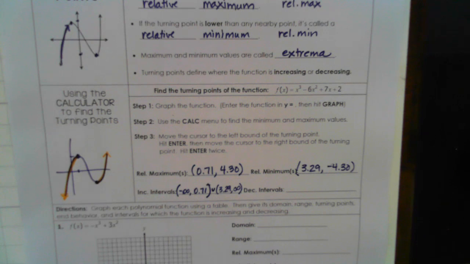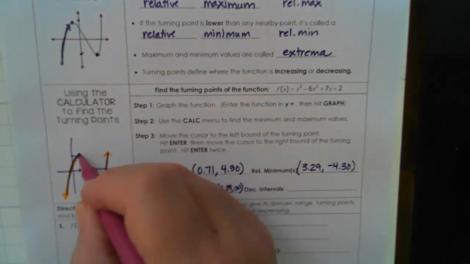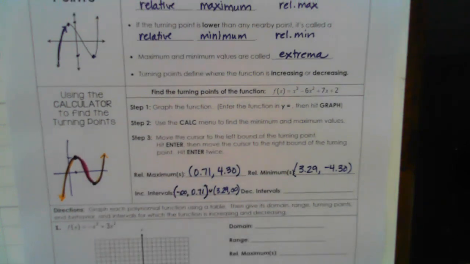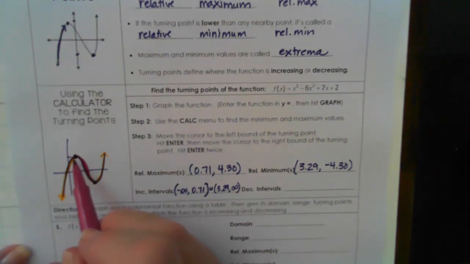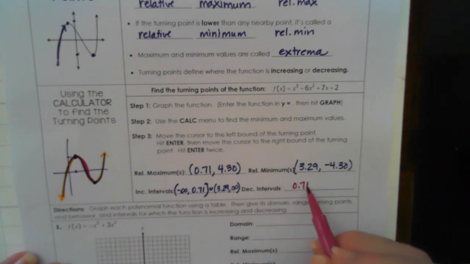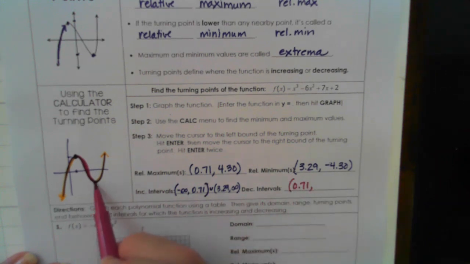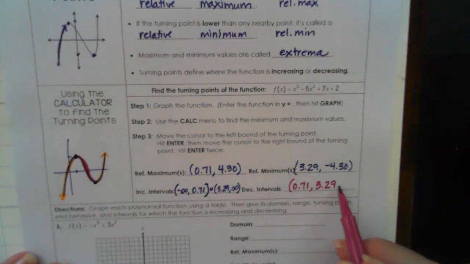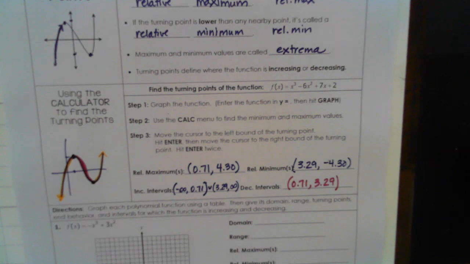For the decreasing, well, it's only decreasing from this maximum down to this minimum. This right here is where it is decreasing. So I'm going to write that in red, in fact, just so we can see that easier. It's decreasing from the maximum of 0.71 all the way to the minimum, which is 3.29. Again, you're always writing the X values for an interval because that's about the inputs that we would use.